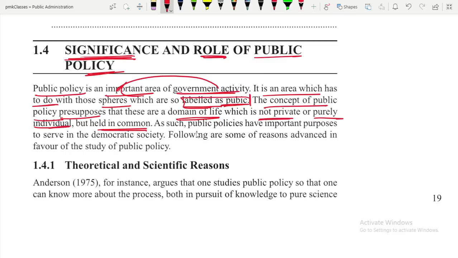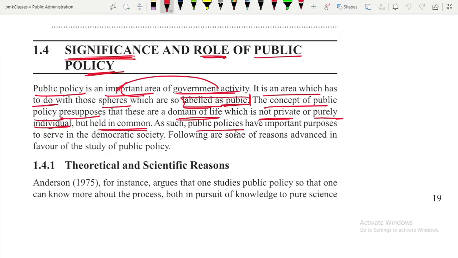held in common. Okay, so जो लाइफ है आदमी की, मानव की ये जो लाइफ है, दिस इज नॉट प्योरली प्राइवेट, ओके, नॉट दिस इज प्योरली इंडिविजुअल. So therefore here the government intervention is very much important because it is a common sphere. Okay, so to control all this activity of the human being, the government intervention is very important, and the government takes intervention through the public policy.